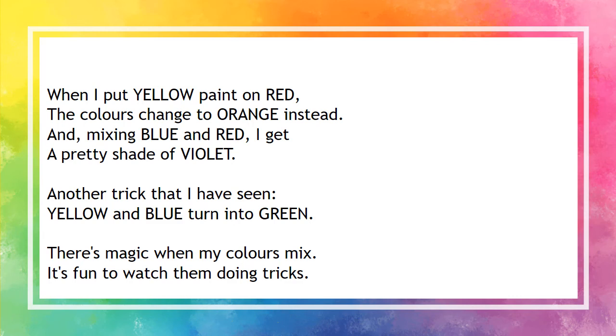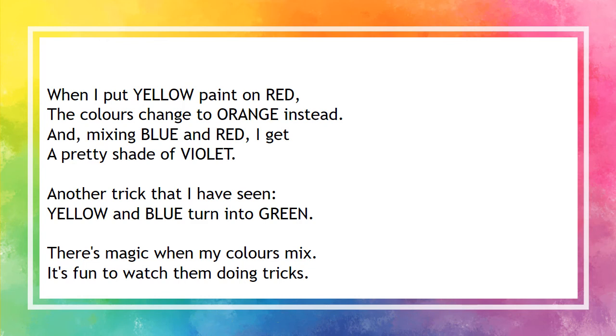So, quite a small poem, right? And it's also very easy to understand. Here the poet is telling that when he puts yellow on red, the colors change to orange instead. You know, yellow and red, they do not just remain different. They come together and turn into a new color, which is orange. And mixing blue and red. When you mix blue and red, we get the color violet. It depends on how much color you have mixed, but we get a pretty shade of violet. Violet looks such a royal color.